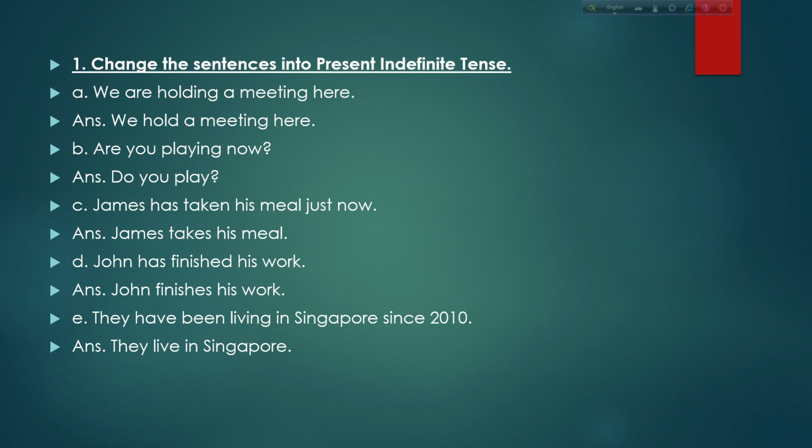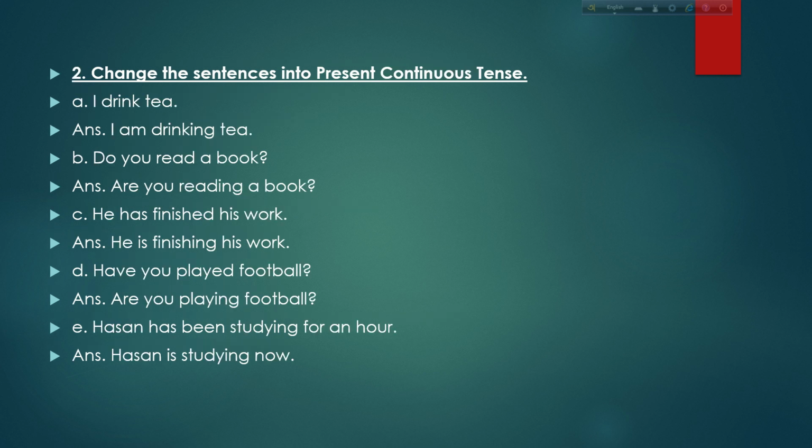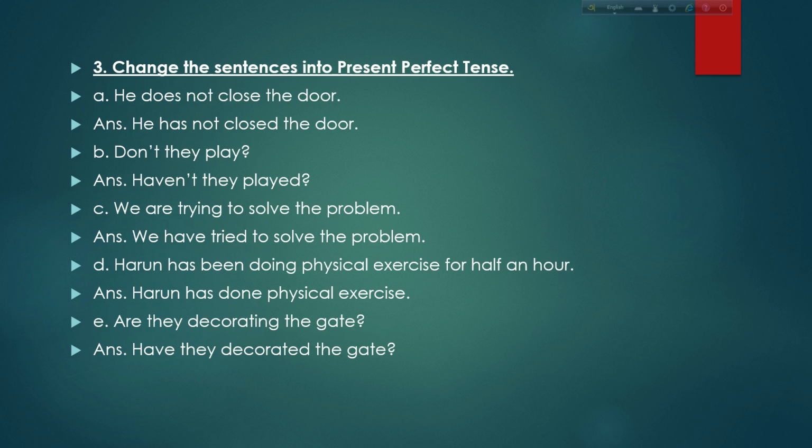They live in Singapore. Number 2, change the sentences into present continuous tense. I drink tea. I am drinking tea. Do you read a book? Are you reading a book? He has finished his work. He is finishing his work. Have you played football? Are you playing football? Hassan has been studying for an hour. Hassan is studying now.